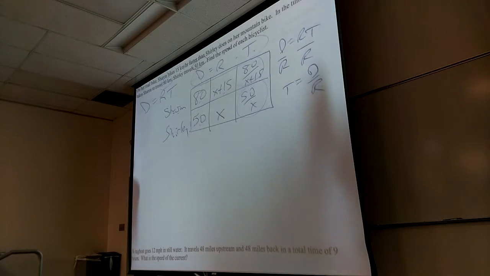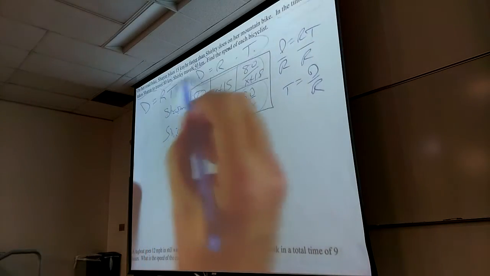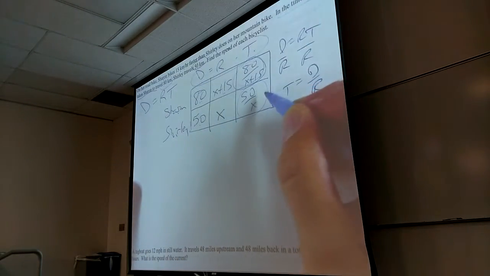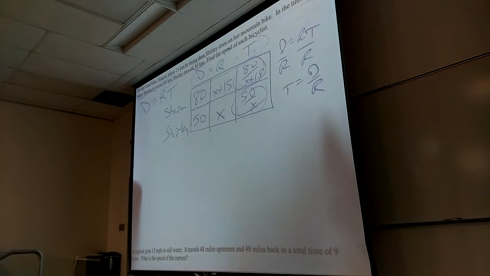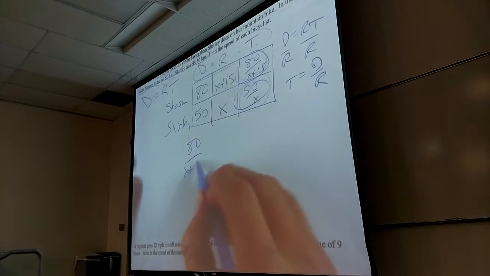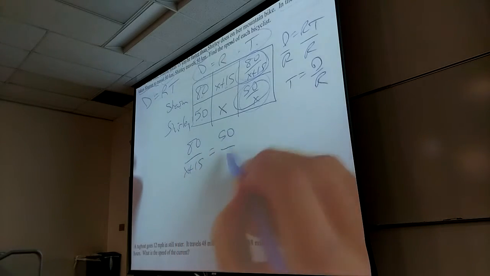It's the same. In the time it takes Sharon to travel, Shirley travels. Okay, so it's the same. So this has to equal this. I mean, that just makes sense. It looks gross because there's stuff that we don't know, so of course it's going to look gross. So 80 over x plus 15 has to equal 50 over x.